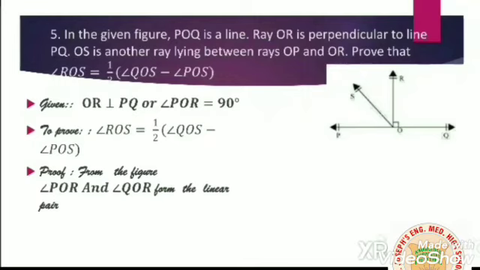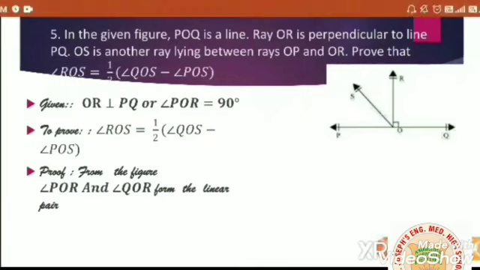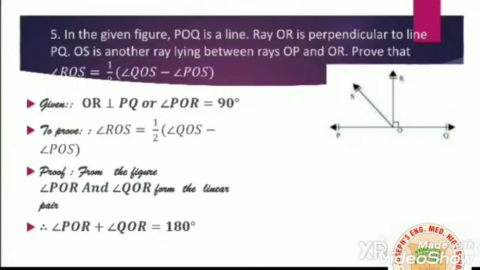From the figure, POR and QOR form a linear pair. If you just see POR and QOR, these two angles, are they forming a linear pair? Yes, because PQ is a straight line, they have given that POQ is a line. POQ being a line means their angle sum is equal to 180 degrees. So we write angle POR plus angle QOR is equal to 180 degrees.